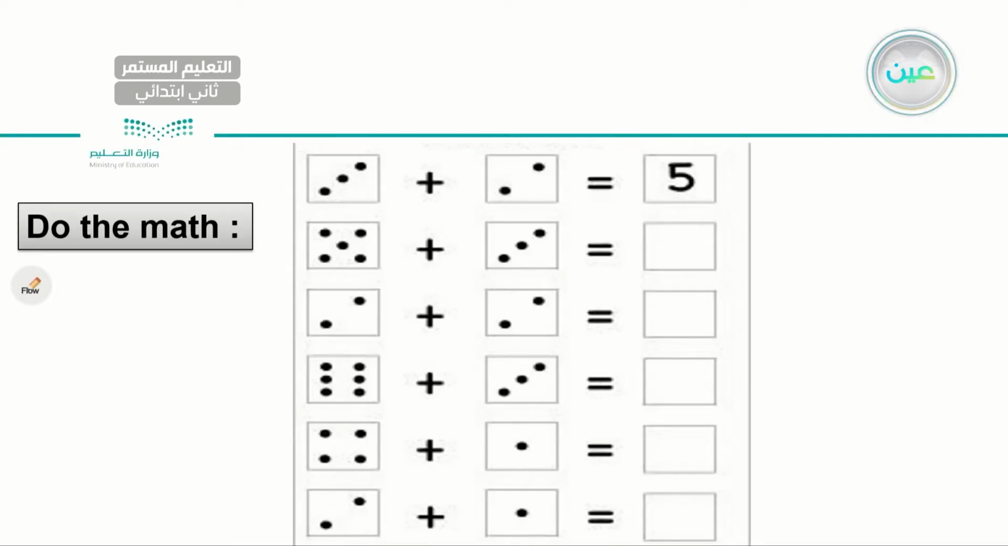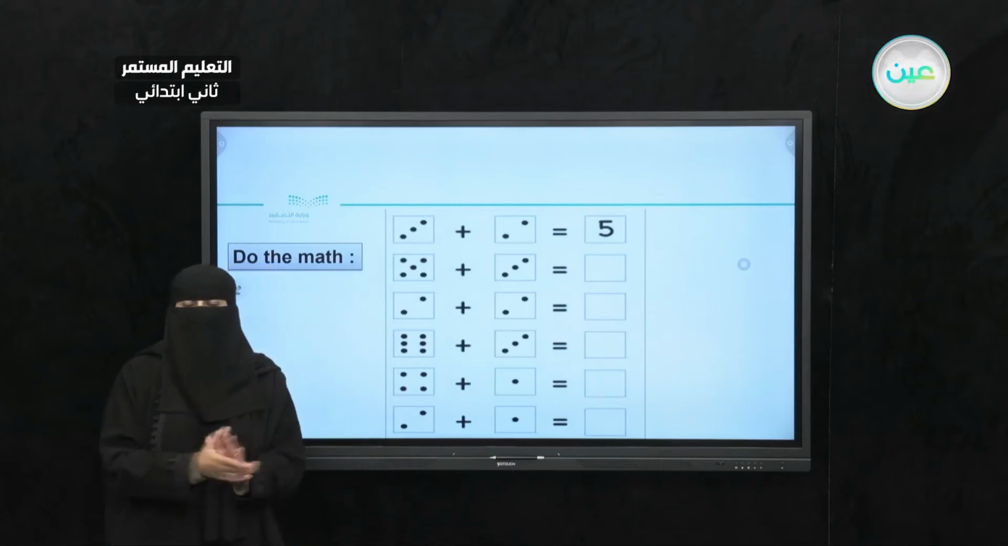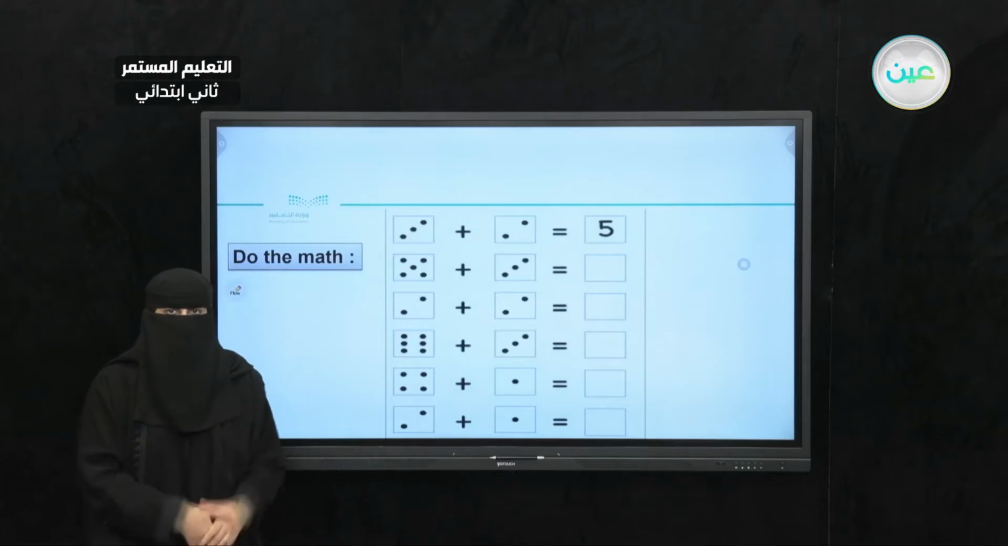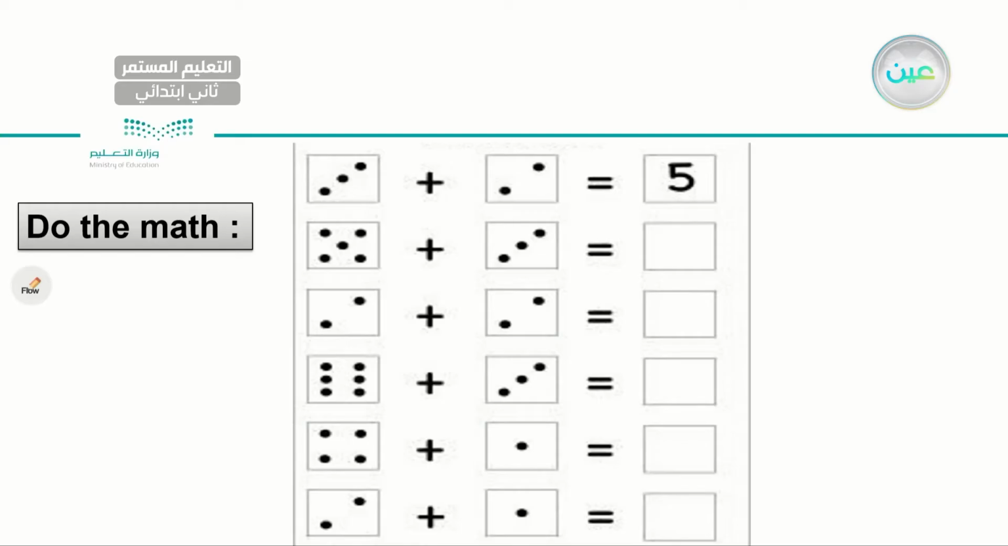Now, how about this one? Now, for this one, I will actually give you 20 seconds. Try to write the answers in your notebook. So what I'm going to do is just read the numbers on the dices, try to do the math on your own, and don't forget to write the answers in your notebook, and then I will reveal the answers on the screen. Okay? So for the first, I gave you the first one as an example.